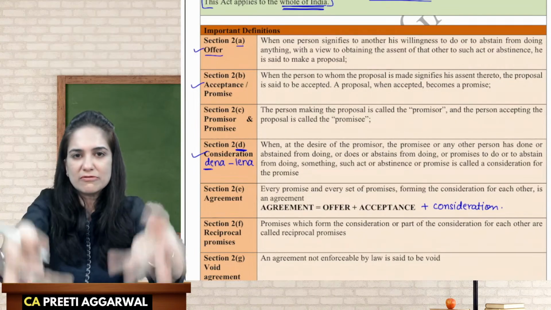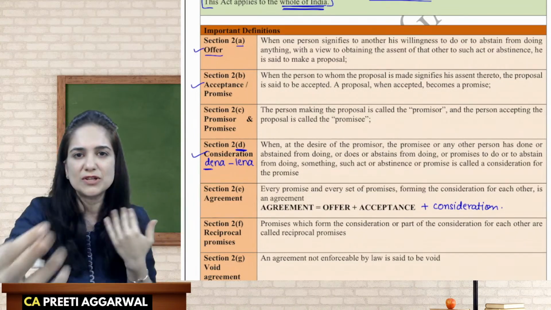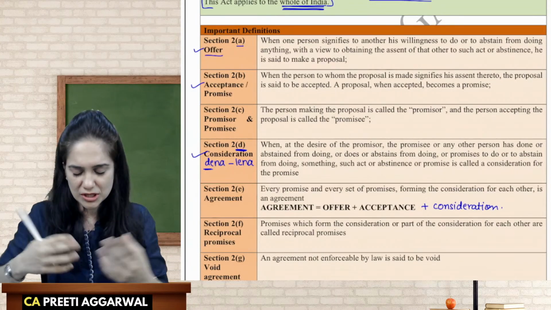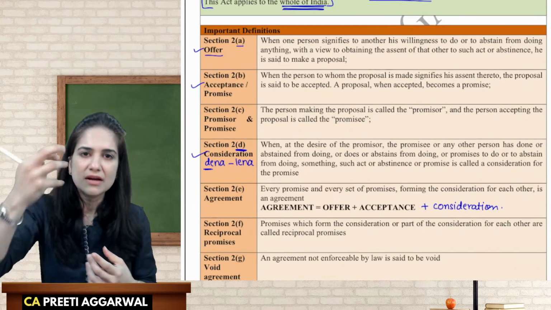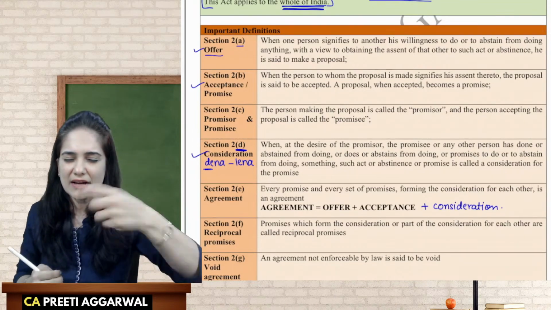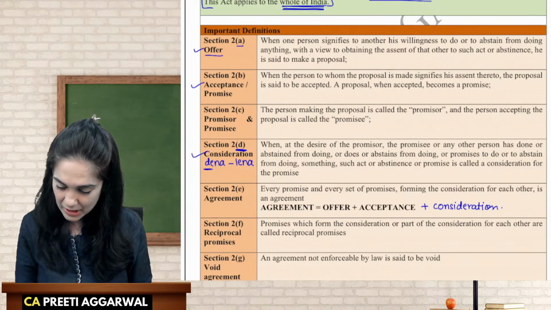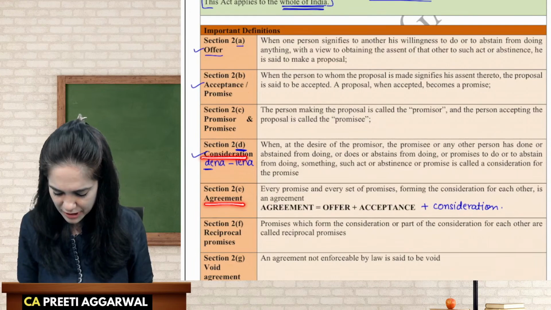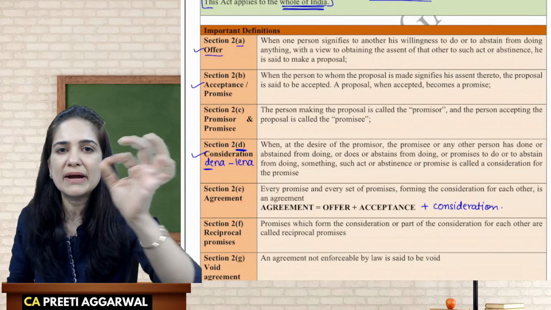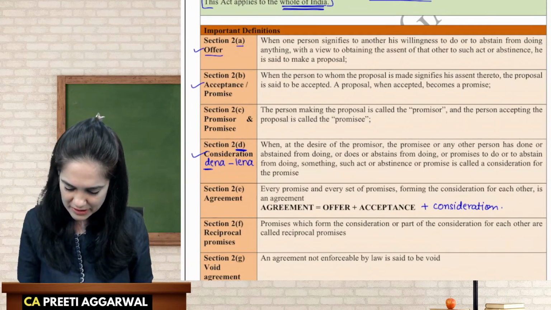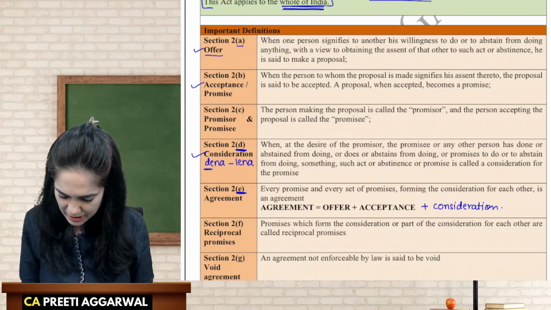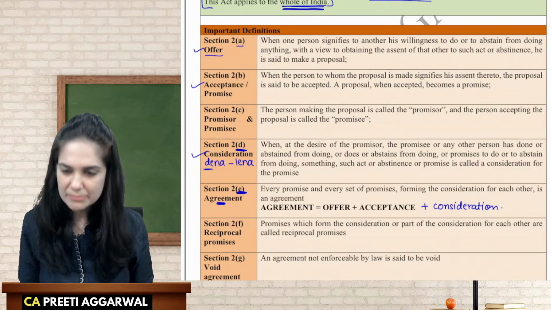Dena means to give, lena means to take. This is consideration, dena, lena. This is another way of remembering consideration. So consideration is defined under Section 2 Clause D. I have offer, I have acceptance, I have consideration. It becomes an agreement. That is why agreement is defined in Clause E, because Clause E defines agreement.